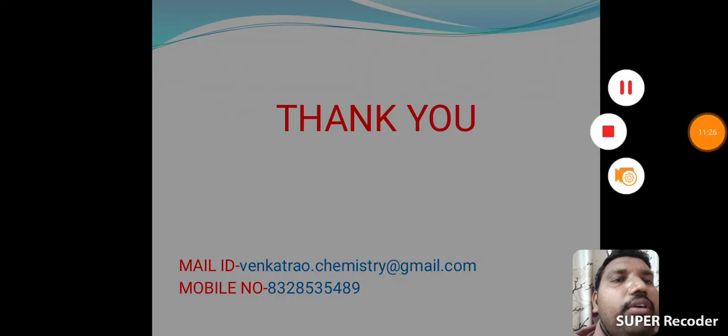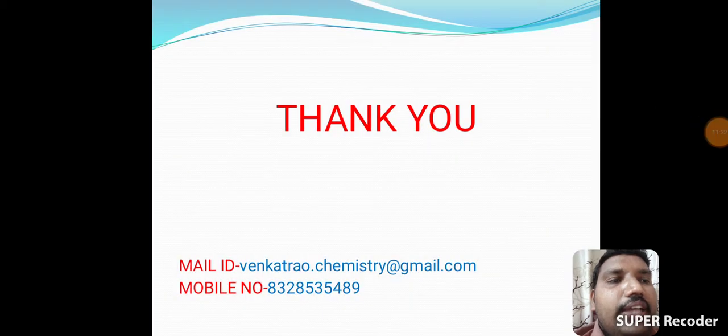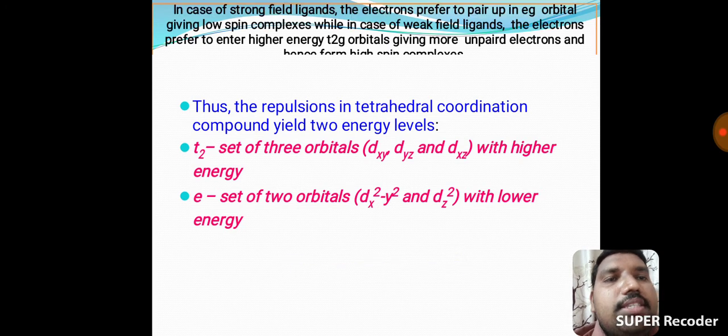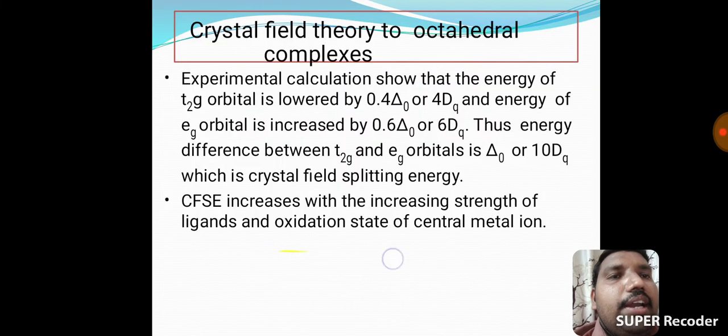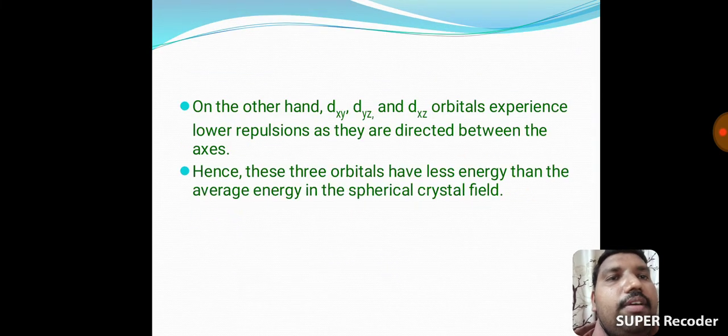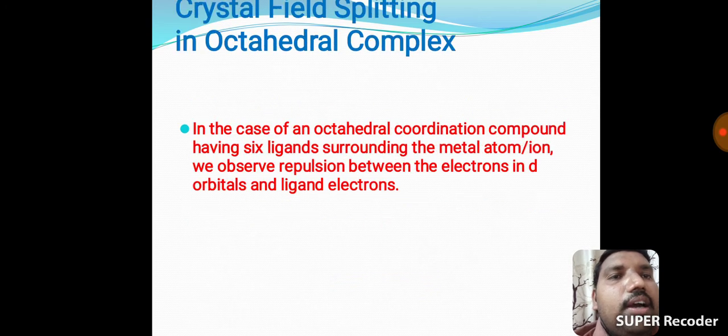Thank you, students. I think you should be clear about crystal field stabilization energy, and how to split crystal field stabilization energy in octahedral complex and tetrahedral complex. See, once again I repeat what is an octahedral complex and what is a tetrahedral complex. Our first slide: an octahedral complex consists of 6 ligands attached to the central metal atom.